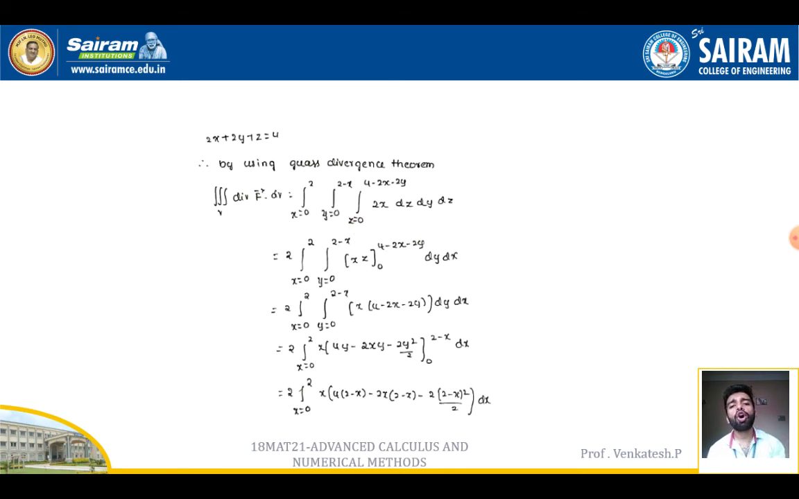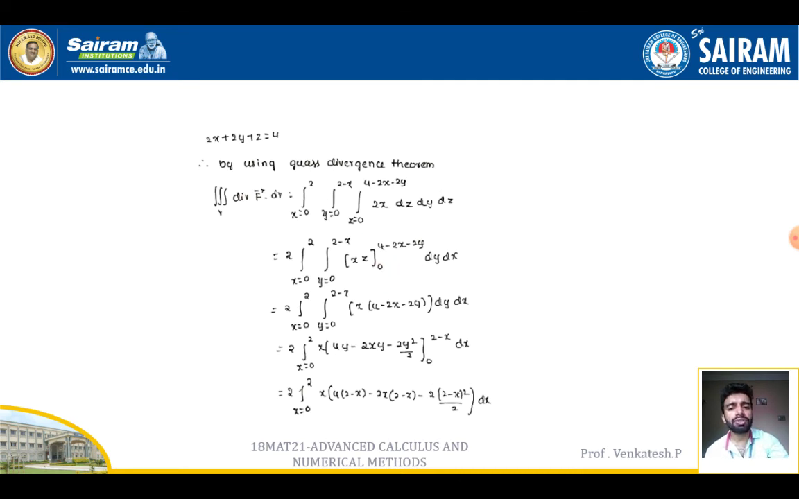Now if I incorporate all these limits in the Gauss divergence theorem, I get the triple integral of div f dv equal to x from 0 to 2, y from 0 to 2 − x, z from 0 to 4 − 2x − 2y, of the function 2x, dz dy dx. First, I am going to integrate with respect to z. Since 2 is constant, I can take it outside: 2 times the integral of x from 0 to 2, y from 0 to 2 − x, of z from 0 to 4 − 2x − 2y, dy dx.